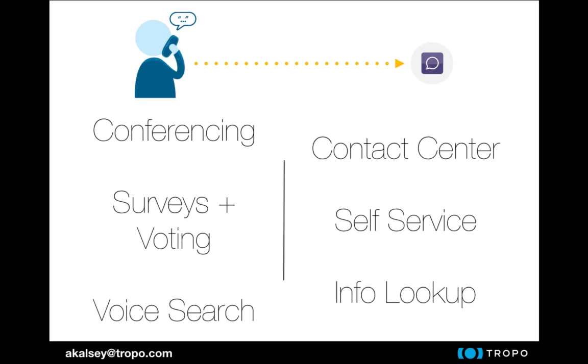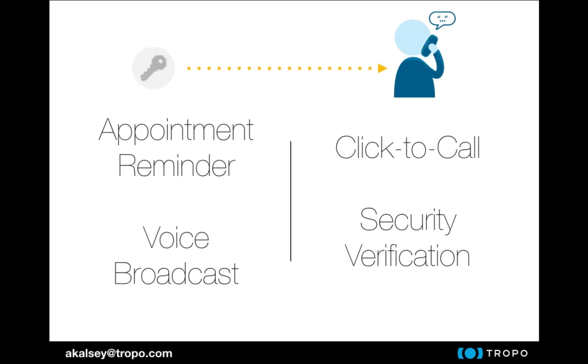Self-service. Here's my order number. Please tell me what the status of my order is by text or by phone. For an application calling out to a user, some of the types of things you might do with that are appointment reminders, a very obvious one. So your dentist office gives you a call, says you have an appointment tomorrow, make sure you come in.